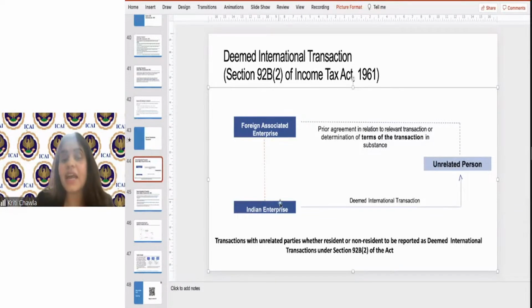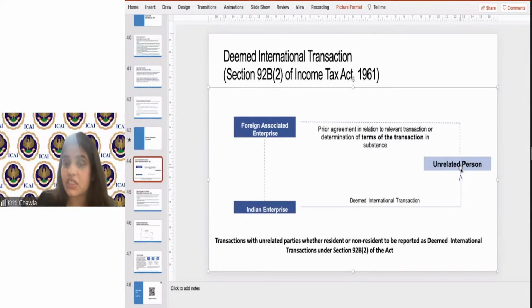But they decided that for this particular transaction between the Indian enterprise and the unrelated person, all the terms of the transaction, like the price at which they are transacting and other terms and conditions, will be determined by the foreign enterprise. I'm saying that again: the Indian enterprise will transact with the unrelated party, but at what price and when this happens will be determined by the foreign associated enterprise. That means everything is determined by the foreign associated enterprise. They've just gotten an unrelated party into place so as to circumvent transfer pricing provisions.